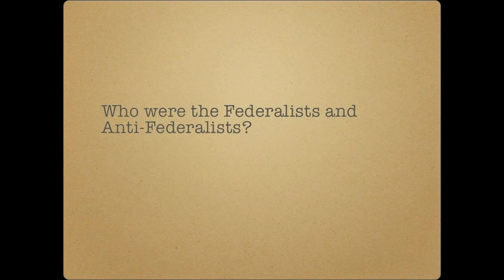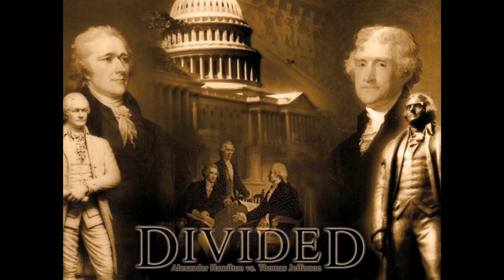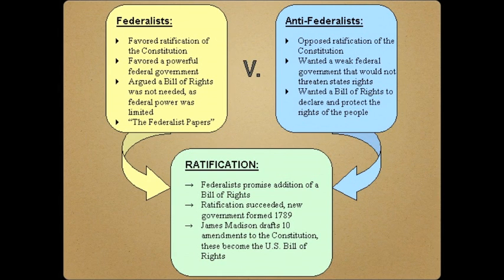Who were the Federalists and Anti-Federalists? The Constitution was very controversial at first, with some groups supporting it and others attacking it. The Federalists favored ratification of the Constitution, favored a powerful federal government, argued a Bill of Rights was not needed as federal power was already limited, and supported the Federalist Papers.